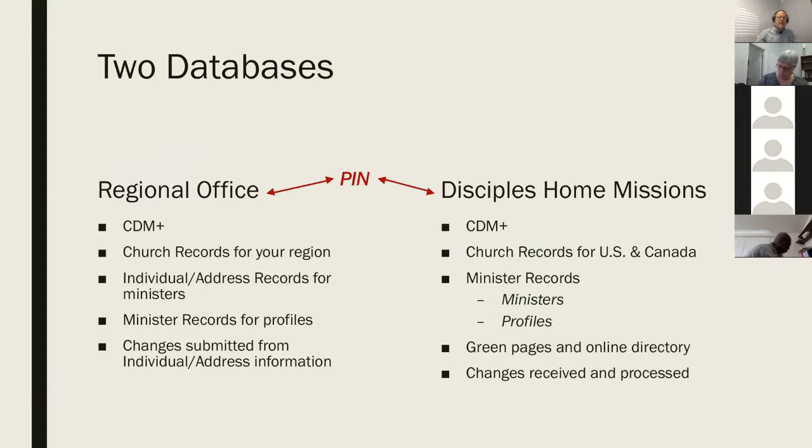So that's a difference that we see. The changes from the regional office are submitted out of this individual and address information. The general database then receives and processes those changes. So there's a difference there. But what's in that general database provides the input for the printed green pages in the yearbook and directory, as well as the online ministers directory.